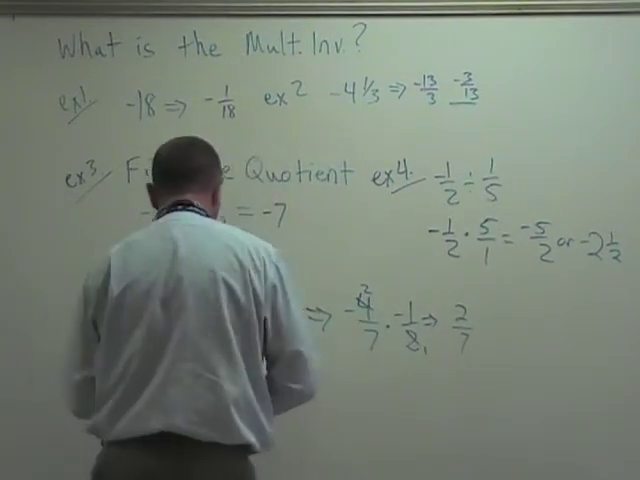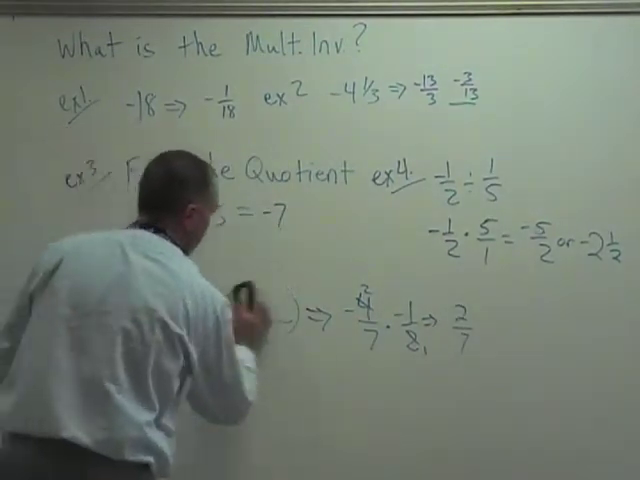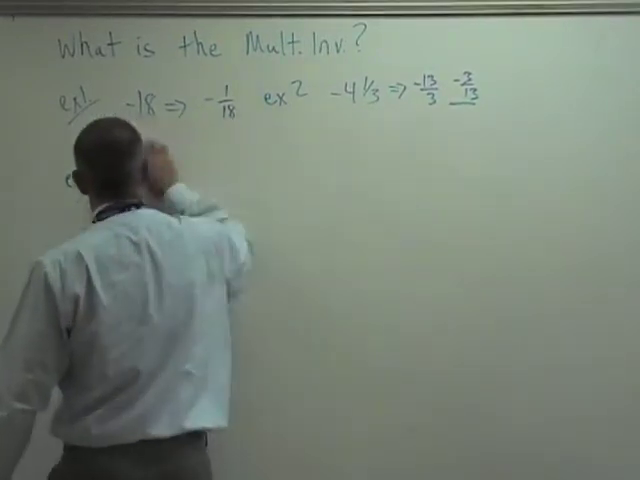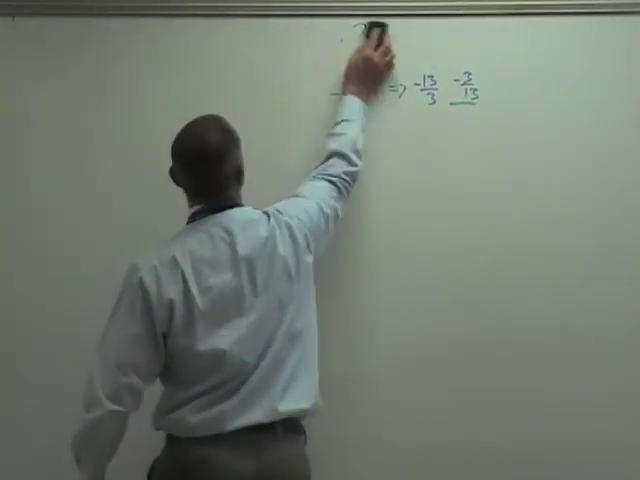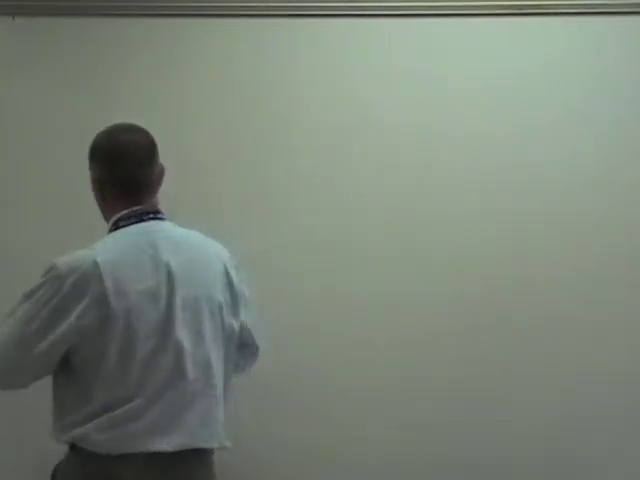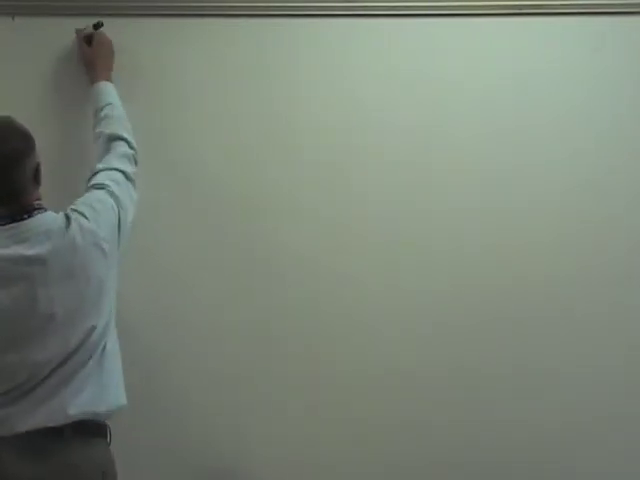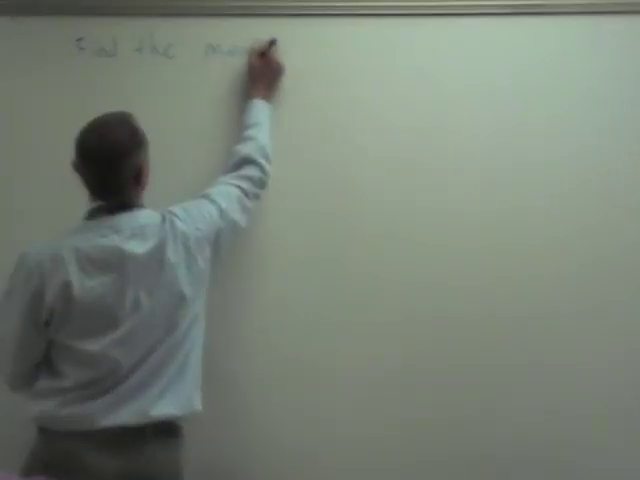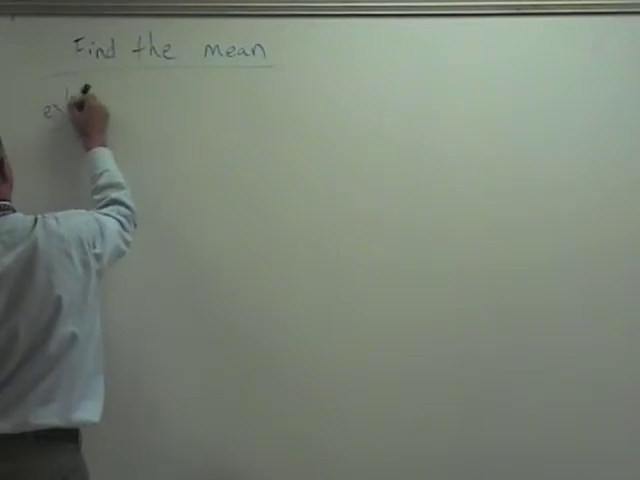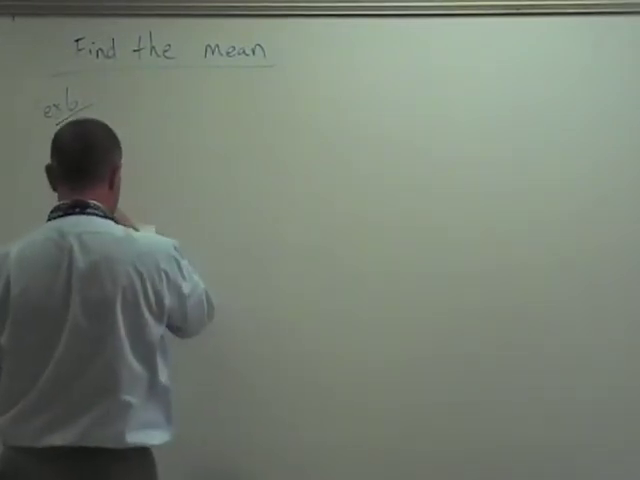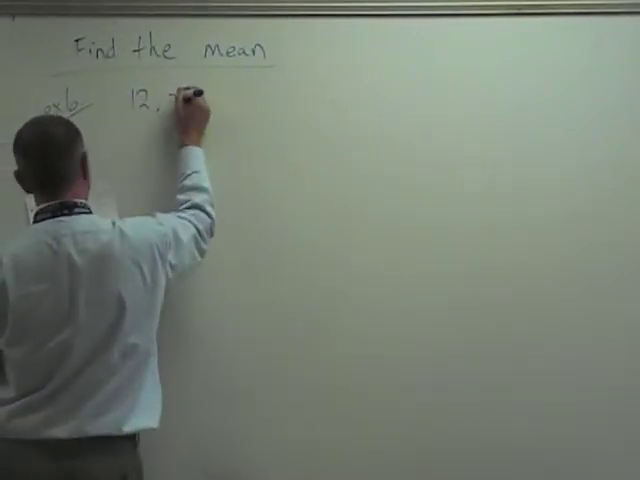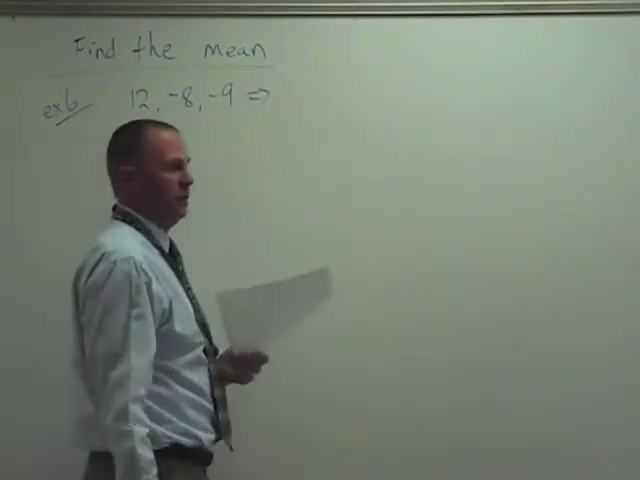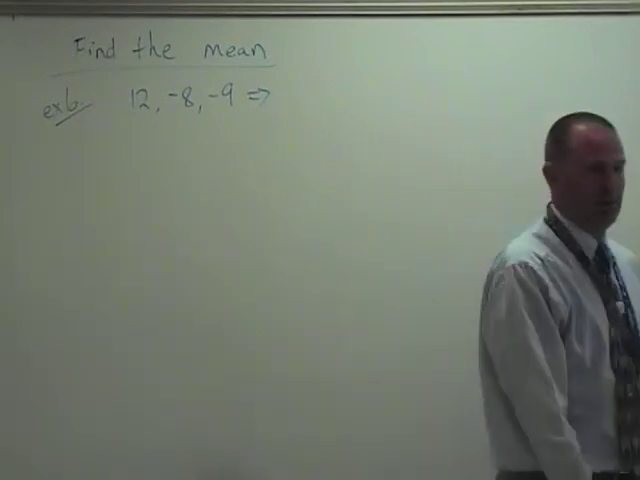All right, so let's talk about the mean. Everybody's had this over the last few years. Should just be review. This is algebra, so things are going to be a little more difficult, but let's just refresh our memories. Find the mean. Example 6. It just takes forever. 12, -8, -9. What is the mean? First of all, what does mean mean? Average.